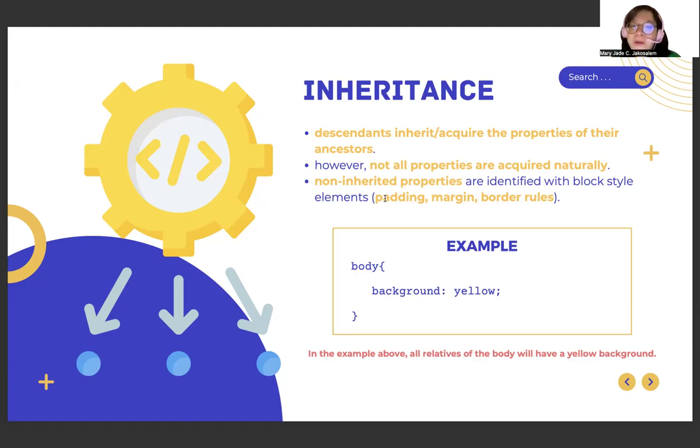So for example here, we have set the background of our body to yellow. This means that all relatives of the body will have a yellow background. Everything inside the body will have a yellow background. That's by virtue of inheritance.